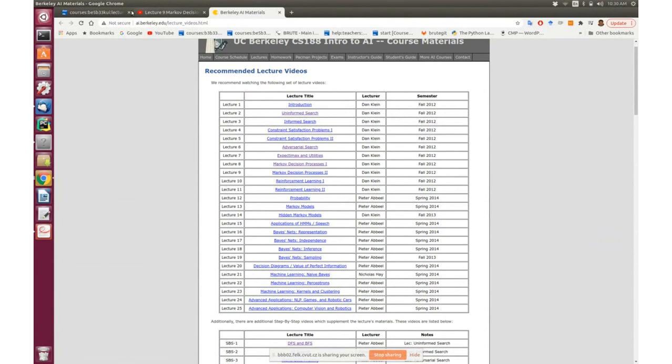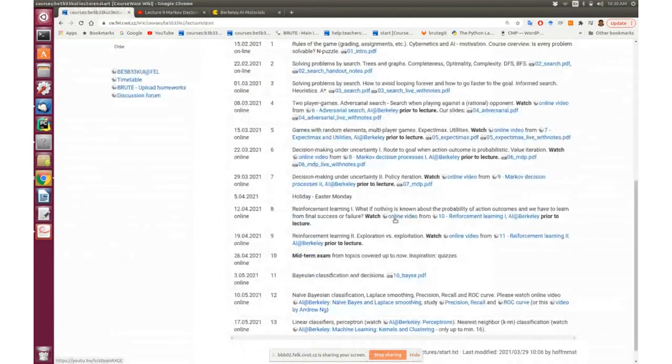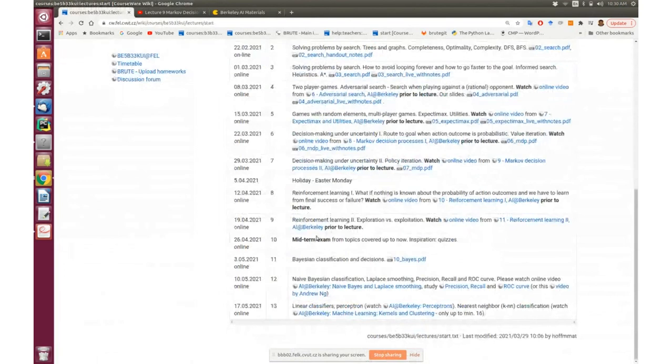There's also the midterm exam coming up after reinforcement learning lecture 2. It looks like it will take place online, but I think it doesn't make sense to predict too much into the future, because we will basically have to adapt to the current situation. Okay, so that's so much for this.